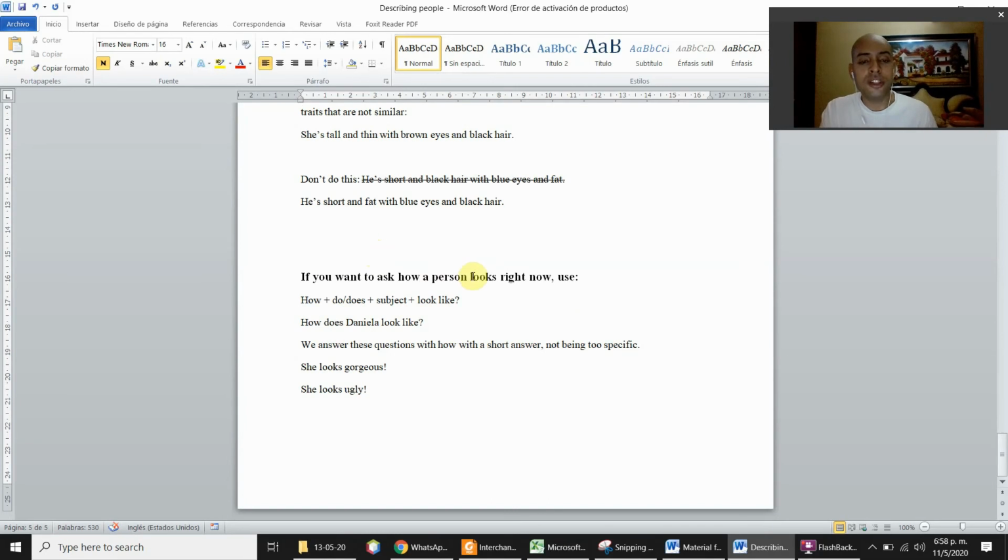Okay. If you want to ask how a person looks right now in this moment, you use this structure. How plus does plus subject plus look like. How does Daniela look like? You're asking about how Daniela looks right now in this moment. We answer these questions with a short answer. You don't have to be too specific. She looks gorgeous. She looks ugly, or she looks beautiful.